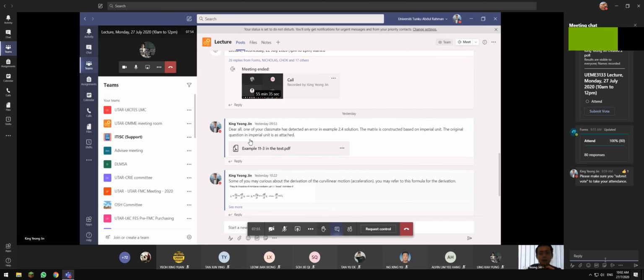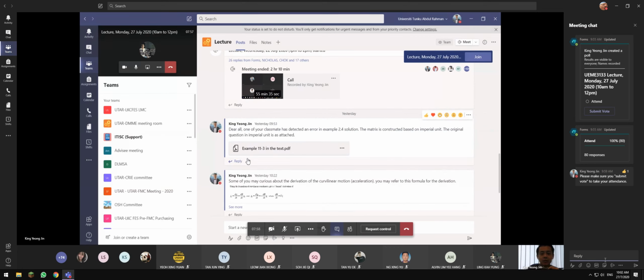Because that's why it's good that you ask questions. One of your friends actually did very well. He tried example 2.4. He detected that the solution I provided is from the textbook, and the matrix is constructed based on imperial units. So you can look at that. The attachment I put inside here is the whole question done in imperial units. So the matrix is actually extracted from this solution here.